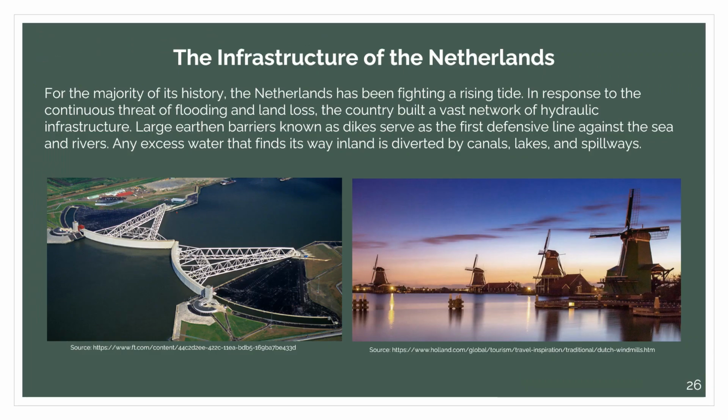For the majority of its history, the Netherlands has been facing a rising tide. In response to the continuous threat of flooding and land loss, the country built a vast network of hydraulic infrastructure. Large earthen barriers, known as dikes, serve as the first defensive line against the sea and rivers. Any excess water finds its way inland, diverted by canals, lakes, and spillways.